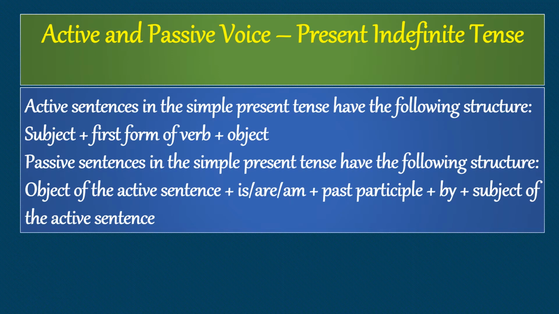Now we should talk specifically about present indefinite tense. Active sentences in the simple present tense have the following structure: subject plus first form of verb plus object. And passive voice sentences in the same tense have the following structure: object of the active voice sentence plus is, are, am plus past participle plus by plus subject of the active voice sentence.